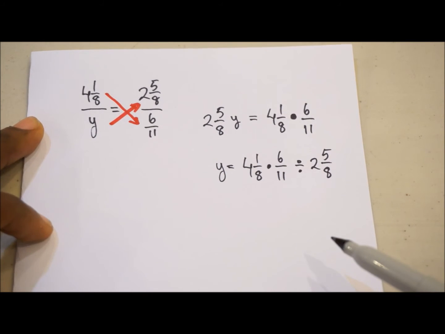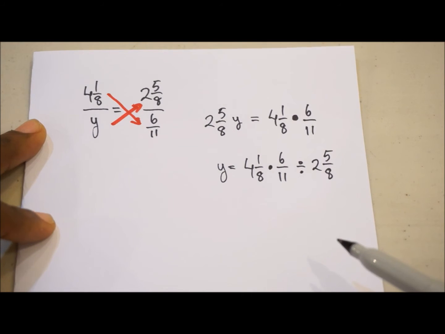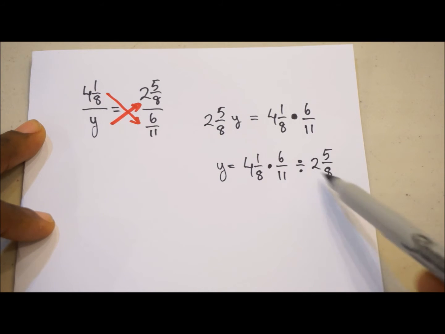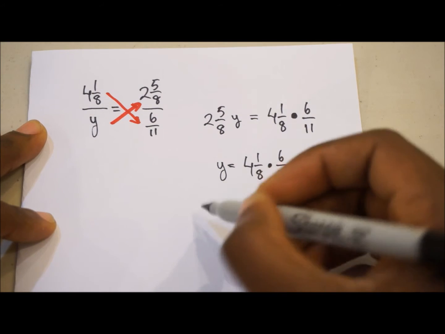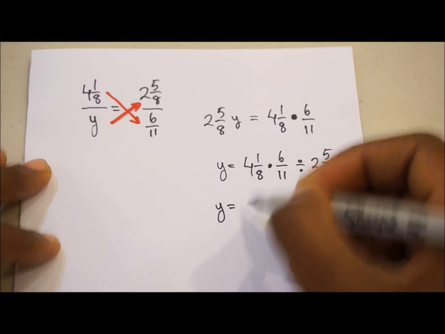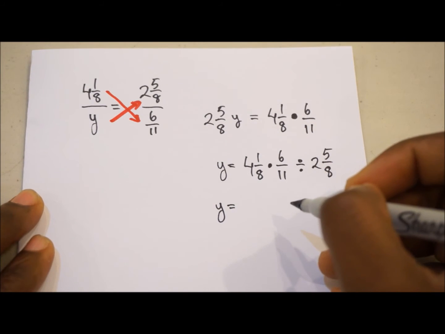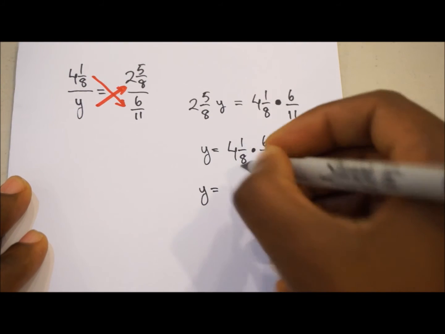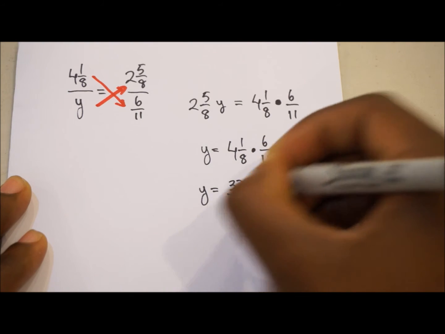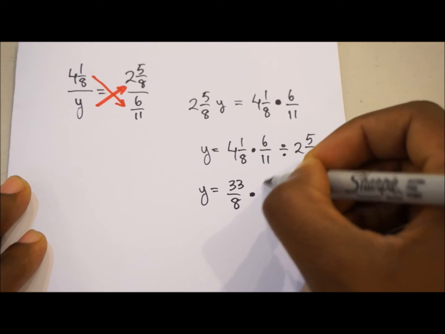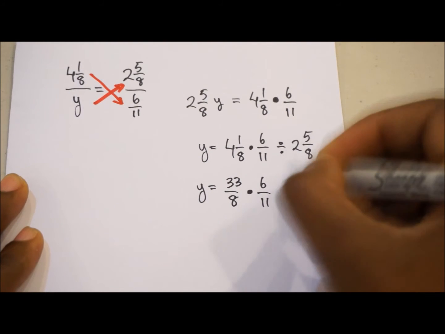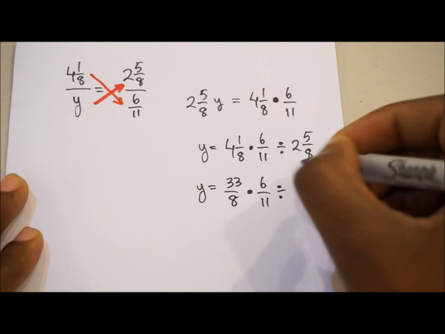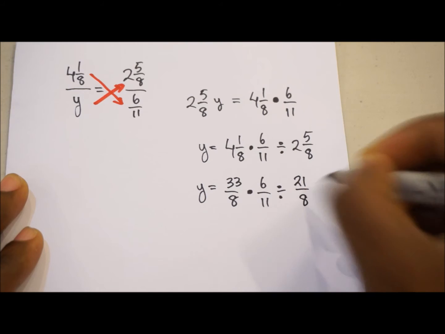Now this brings us right back to fractions and mixed numbers. If we are dividing a mixed number, we need to take that mixed number and make it an improper fraction. So I'll do this right now. Y is equal to, this also has to change into an improper fraction also. So y is equal to 4 times 8 is 32 plus 1 is 33 over 8 times 6 over 11 divided by 8 times 2 is 16 plus 5 gives me 21 over 8.